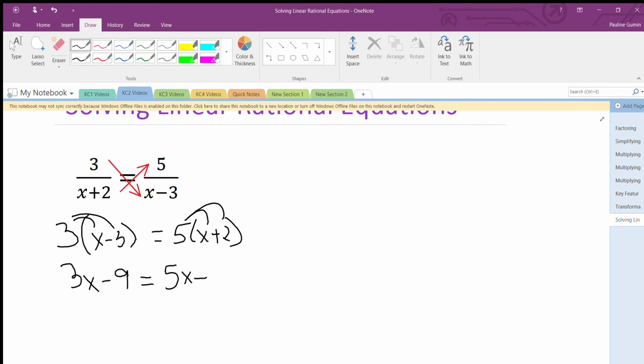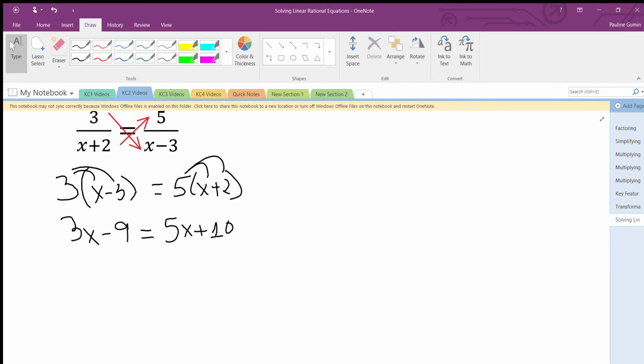So I'm actually just solving a regular equation at this point, which is kind of nice. Okay, so I have officially multiplied completely across the diagonal. Everything is distributed. Now let's move the x's to the same side. So I'm going to subtract 3x from both sides because I prefer keeping my x's positive. So I have negative 9 equals 2x plus 10.